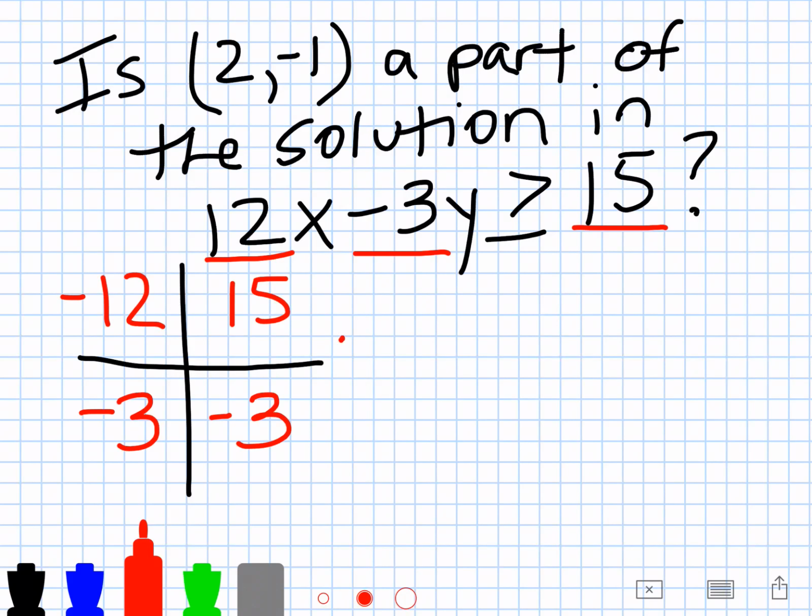Now you have to remember your steps. Your special step, especially for inequalities: if you divide or multiply by a negative number, you have to flip the inequality symbol.